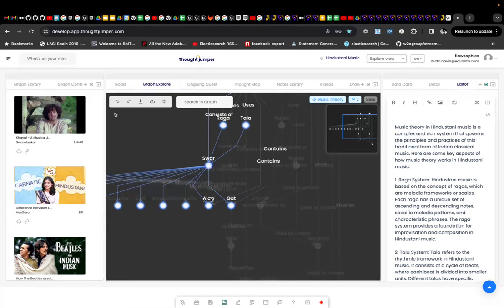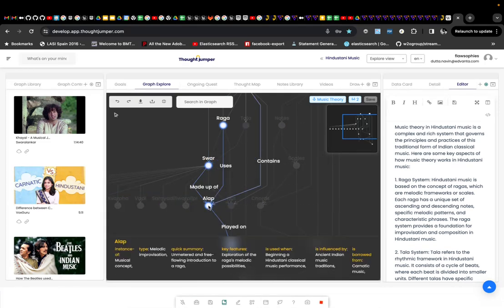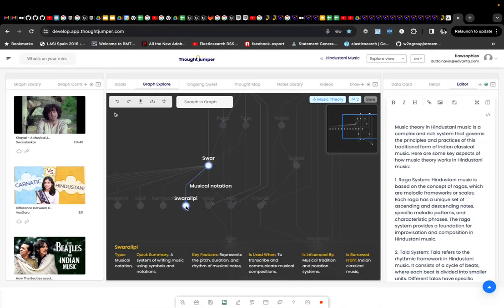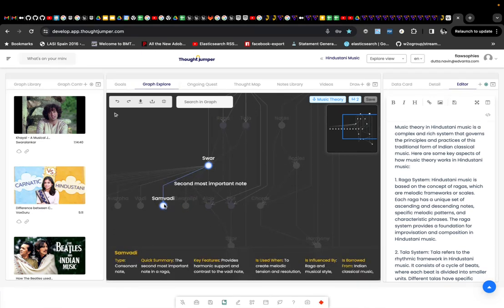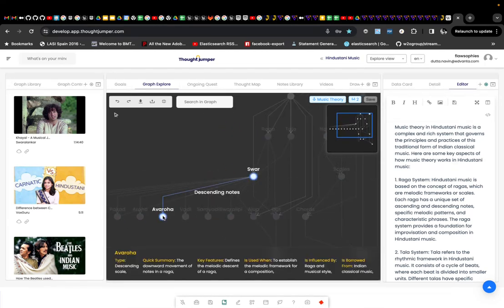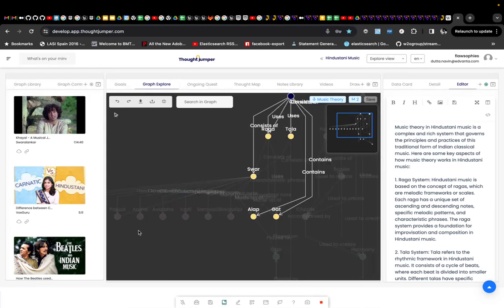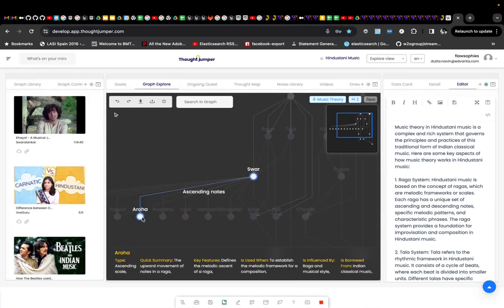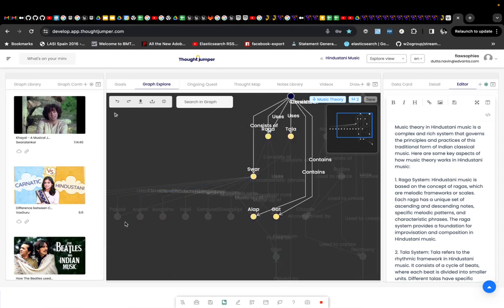What is a swar? Swar is made up of an unmetered, free flowing introduction, done using different kinds of swar put together, which is known as alap. The way the swar is written is known as swara lipi. It's a musical notation. The second most important note is called a samvadi. The most important note is known as vadi. Descending notes are known as avarohana, and ascending notes are known as arohana.